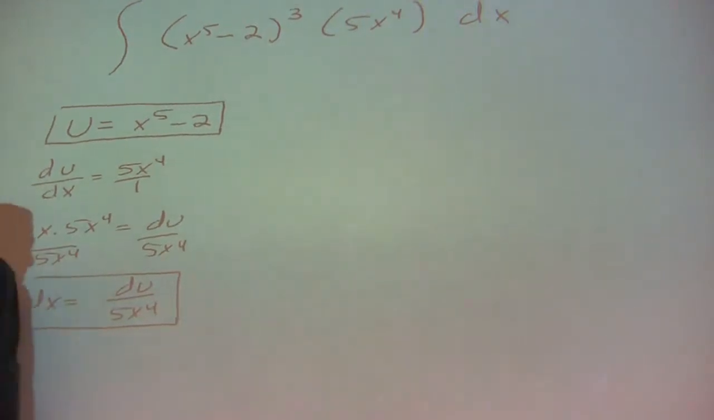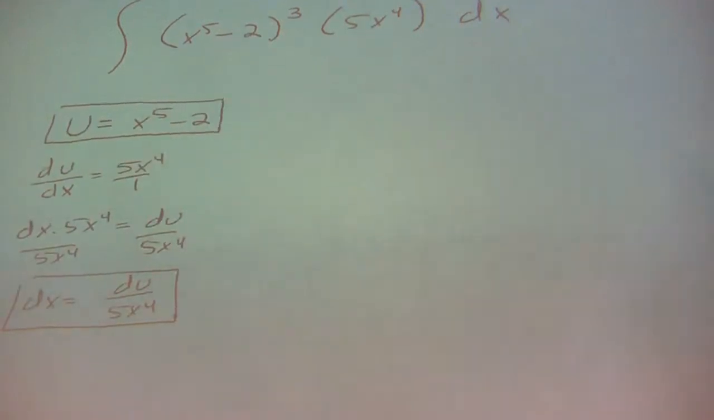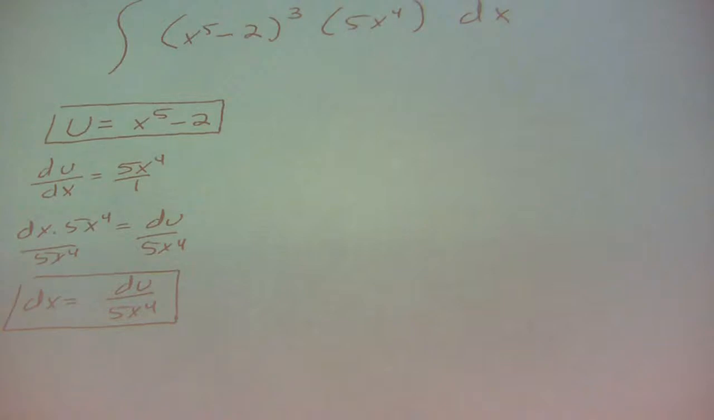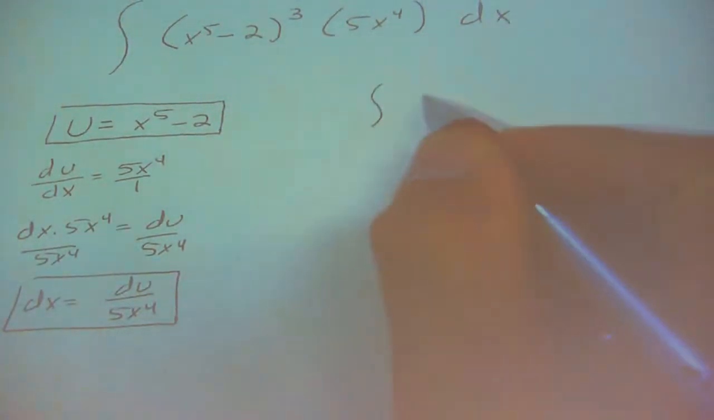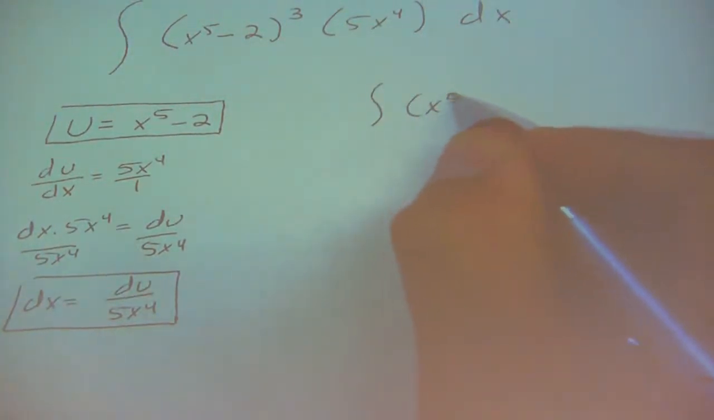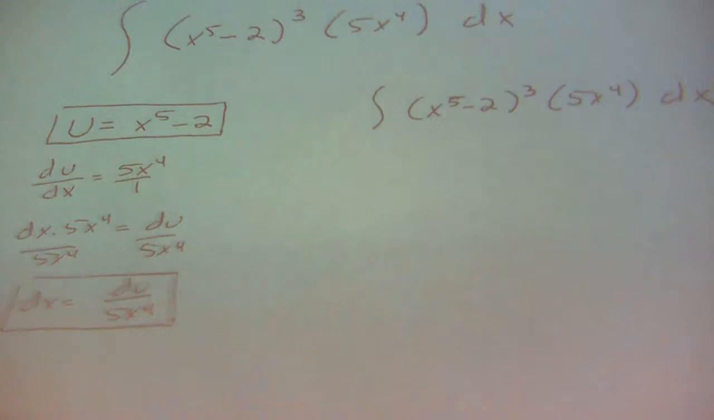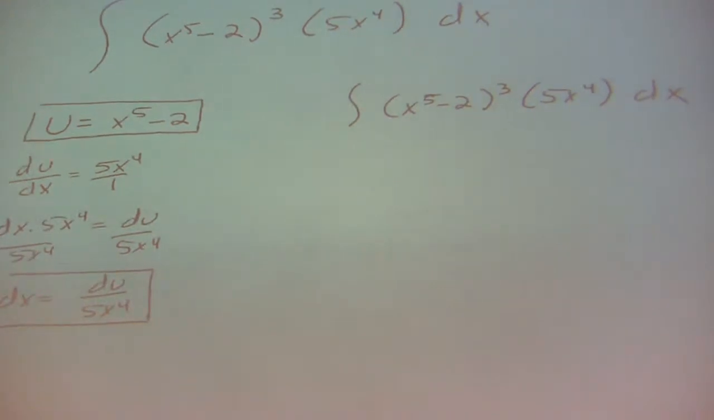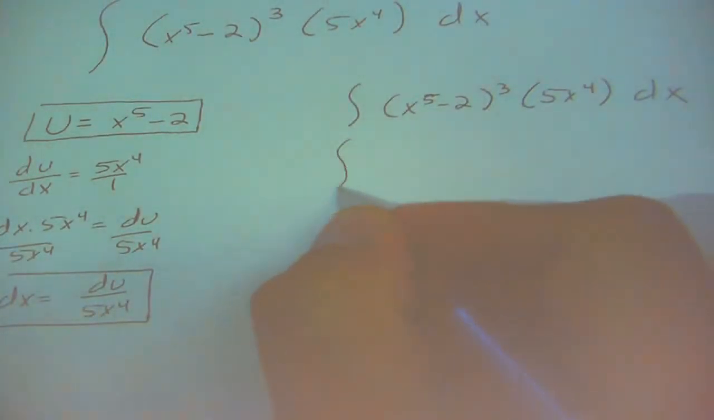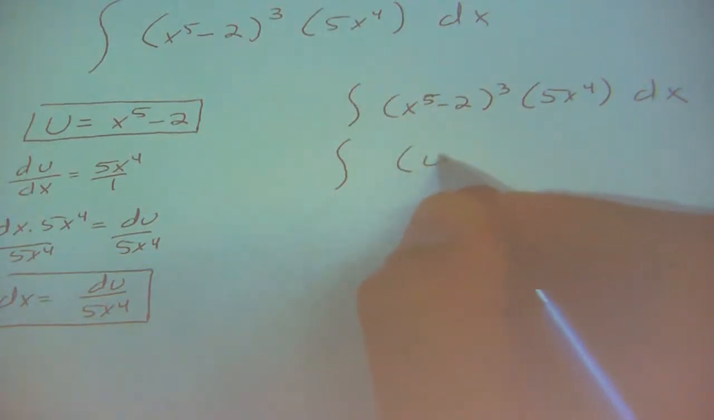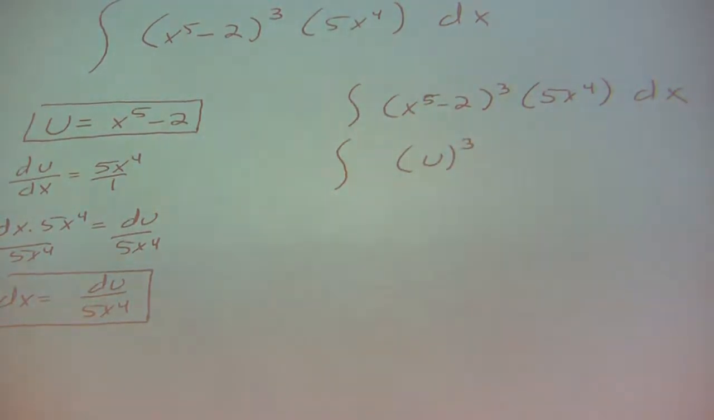Now, you're probably thinking, you're making this a lot harder than it is. Well, give me a minute. Right now, we have this integral, and it's not a straightforward one, and I don't know how to do it. The question is, if I do the right substitutions, will I make it easier? So, what am I going to put instead of x to the 5th minus 2? U. That looks a little bit easier.